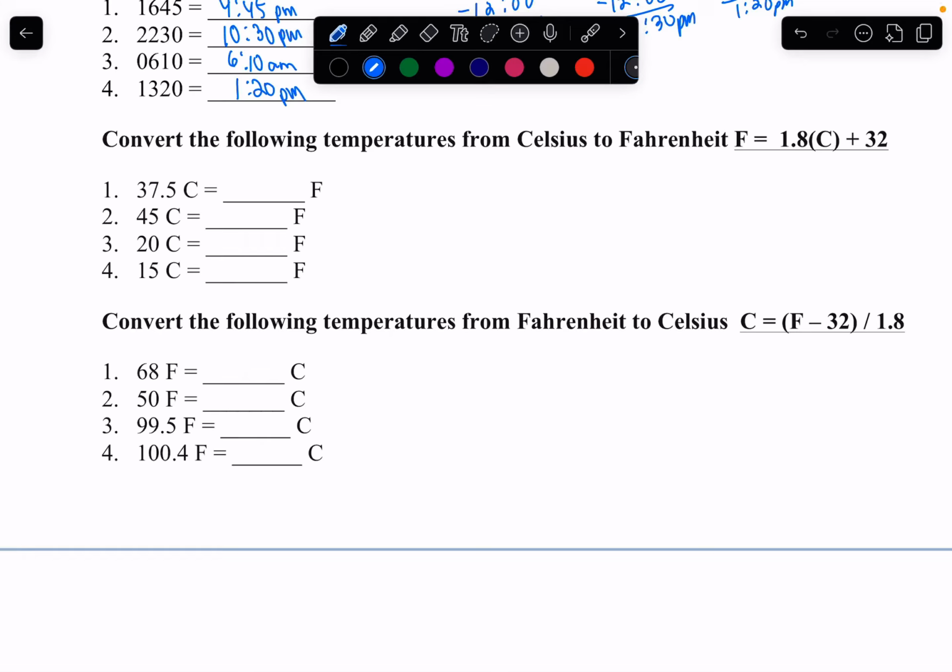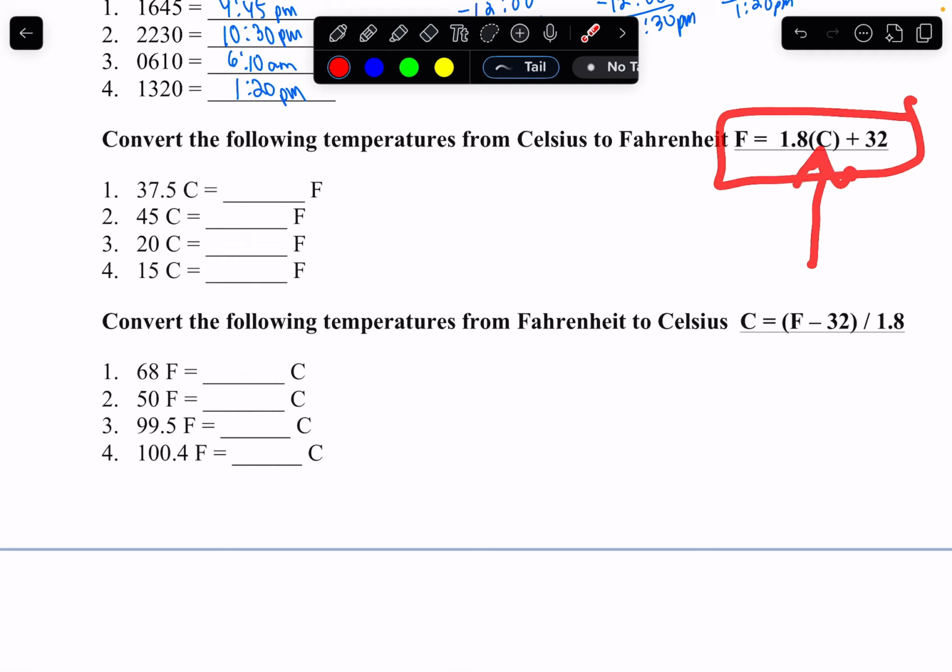In this video, we are going to convert back and forth between Celsius and Fahrenheit temperature. If we look at the formula to convert between Celsius and Fahrenheit, you'll notice we are going to use the Celsius and get out the Fahrenheit. So let's do these first four.